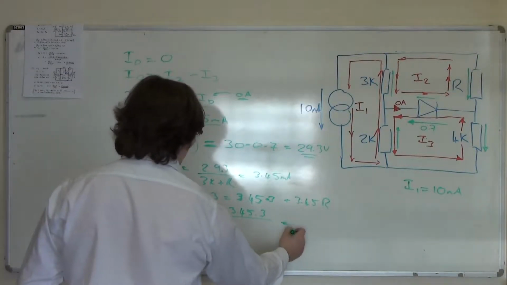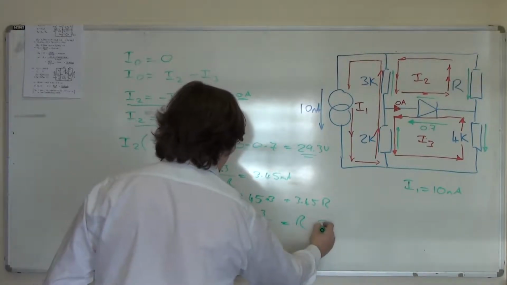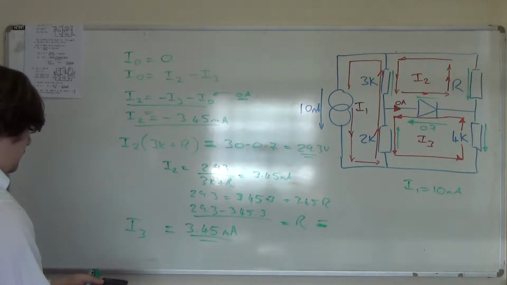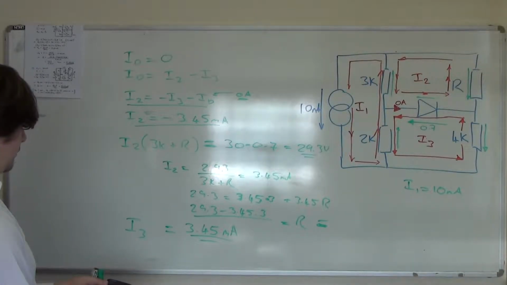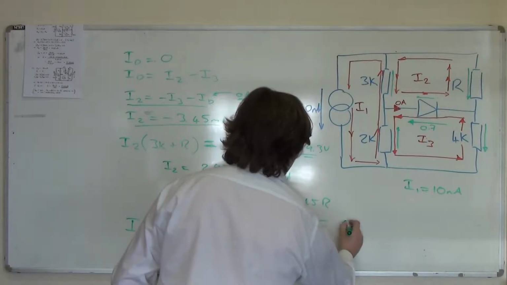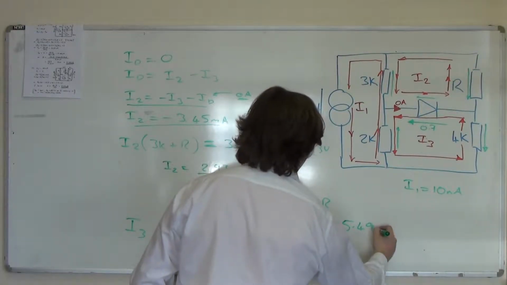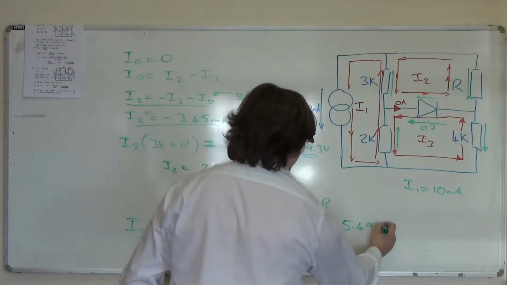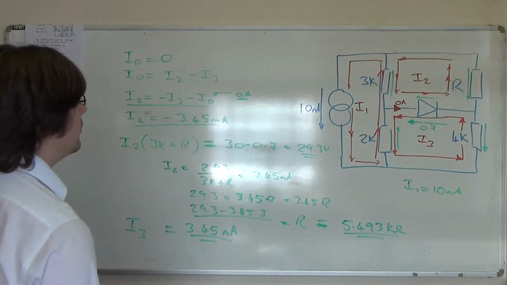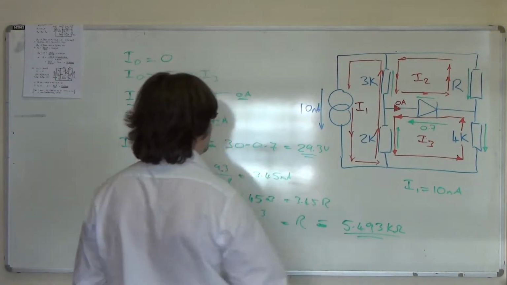3.45 is equal to the value of R, which is 29.3 minus 3.45 times 3 divided by 3.45, 5.4927 kiloohms. So 5.49, next thing's a 2, but it's 7 after, so it rounds to 3 kiloohms. And that value of R will yield 0.7 volts across the diode and 0 amps through it.